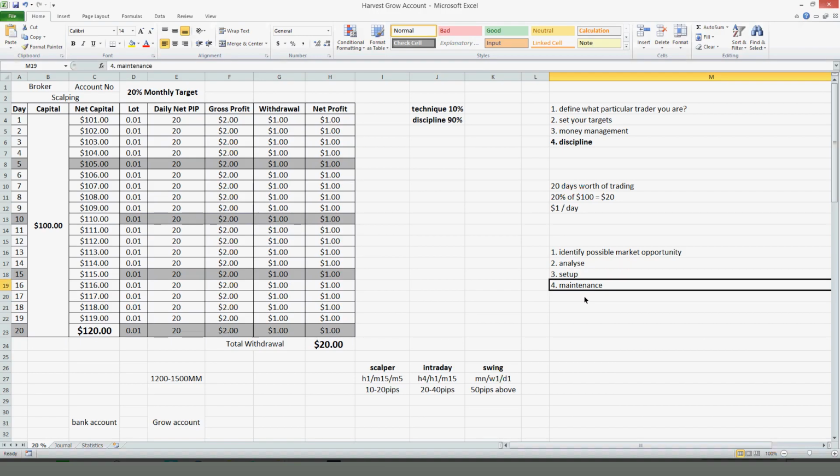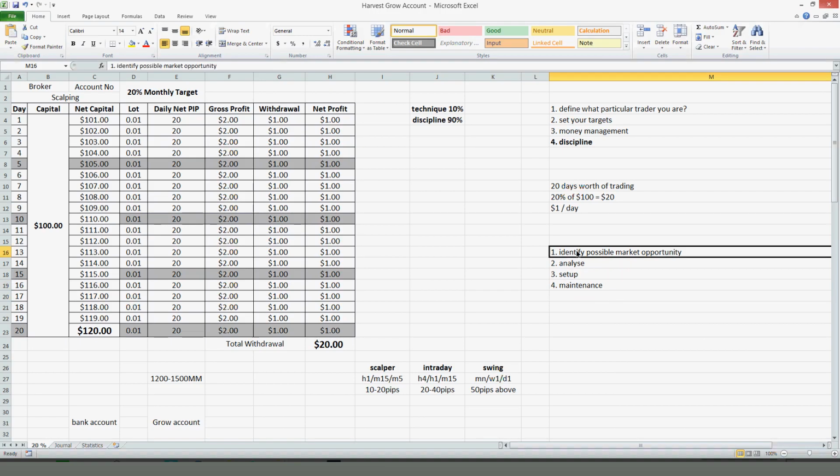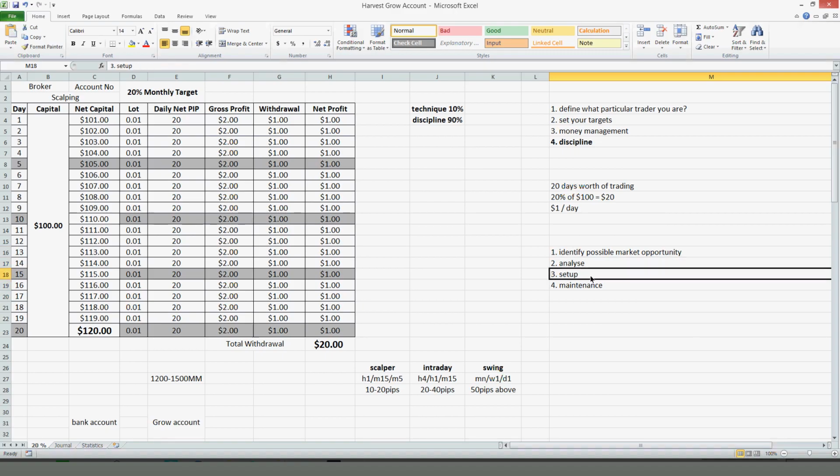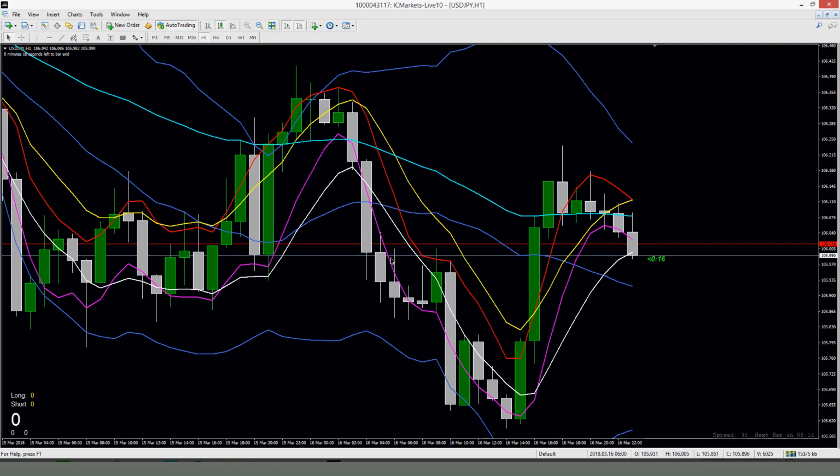Okay, so now we have identified the possible market. We have already analyzed, and we already have set for which particular setup we are going to enter. And based on the entry, let's say for example UJ, I want to go for M5 entry. So that's a scalping type of trading. So I would aim for 10 to 20 pips and lock my profits at that particular juncture. Usually people have found it hard to know when to actually lock their profits. For me, I lock my profit as soon as the market does its retracement.